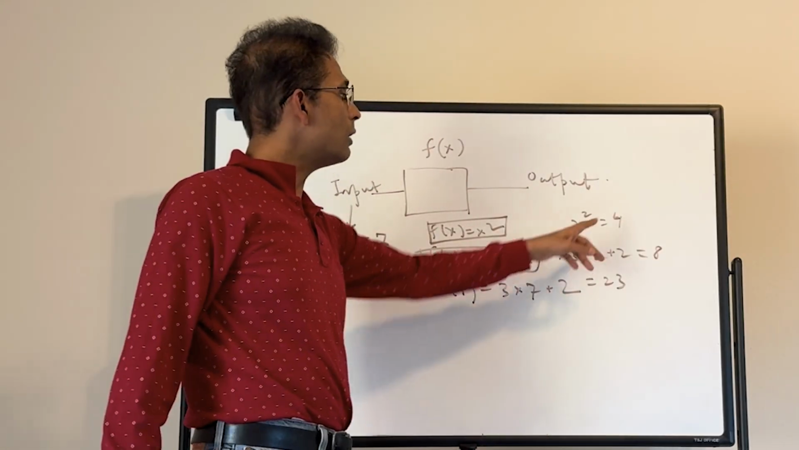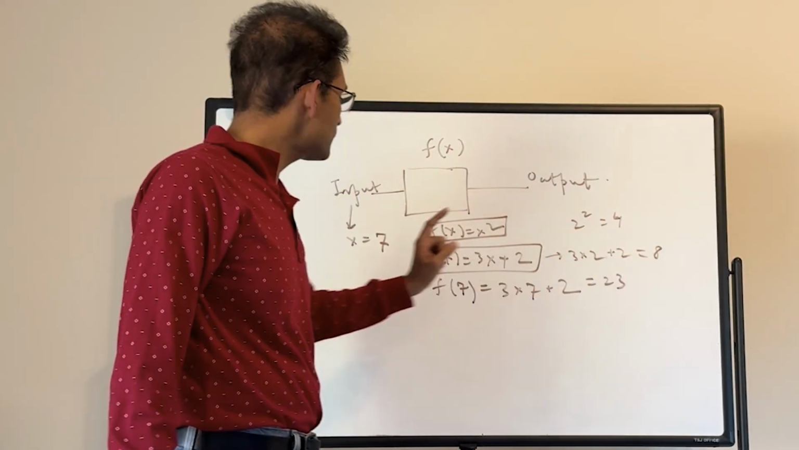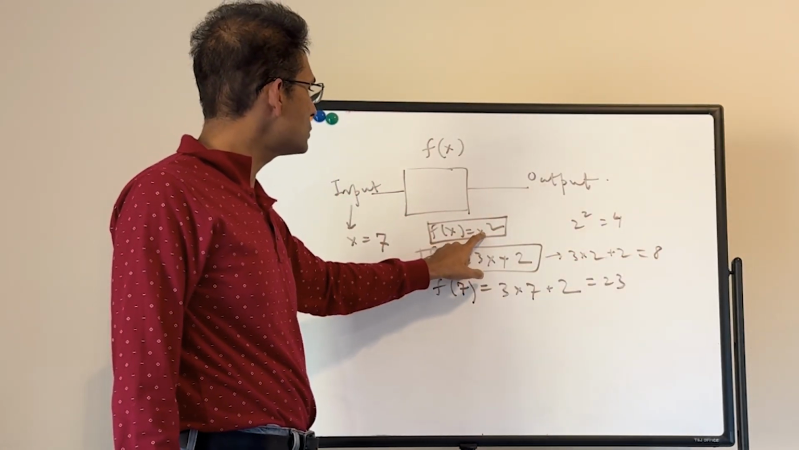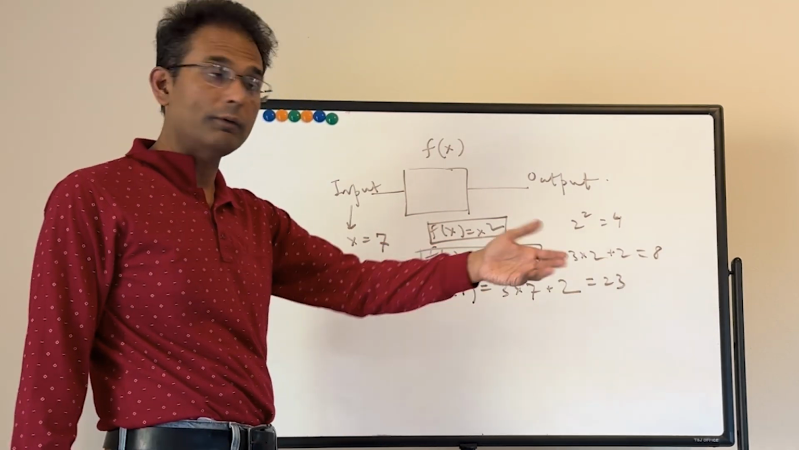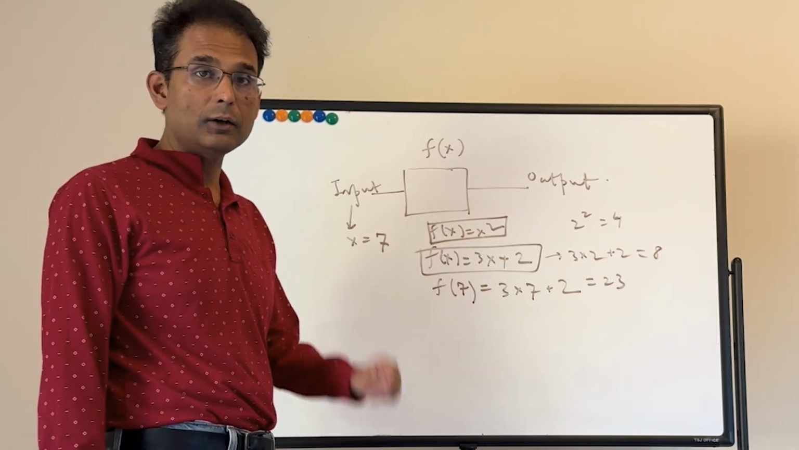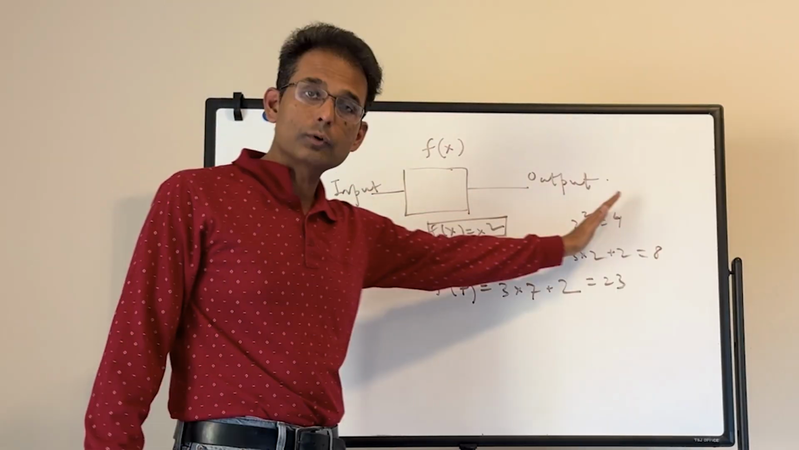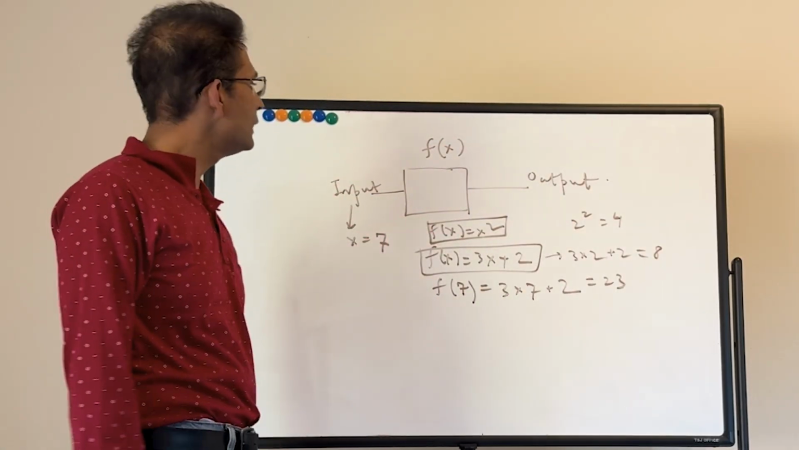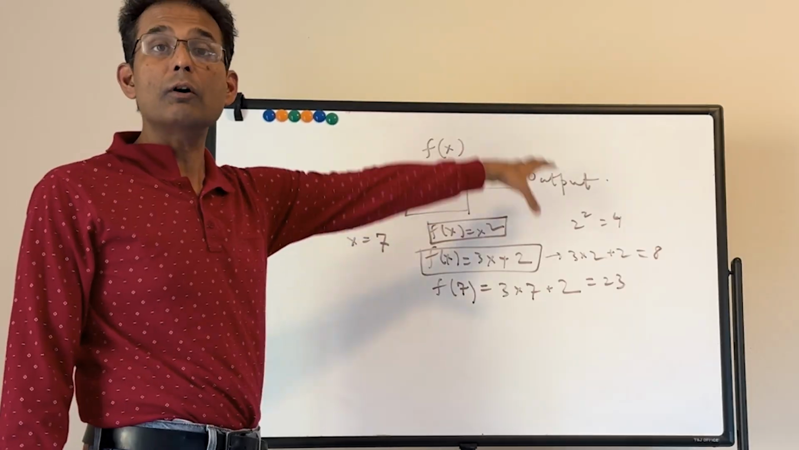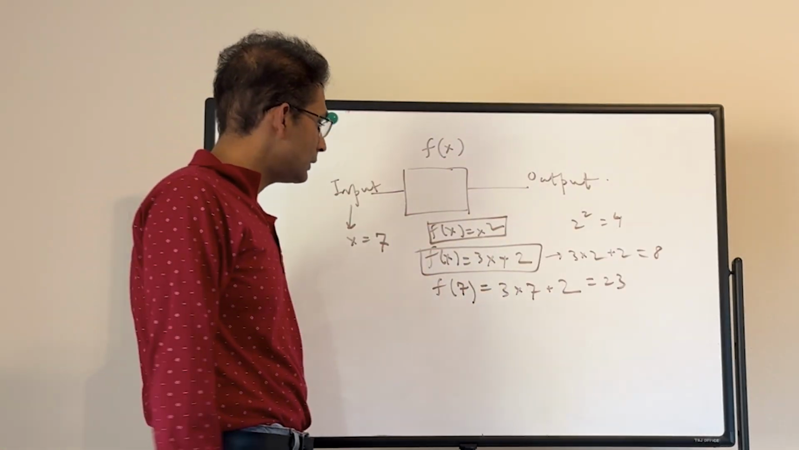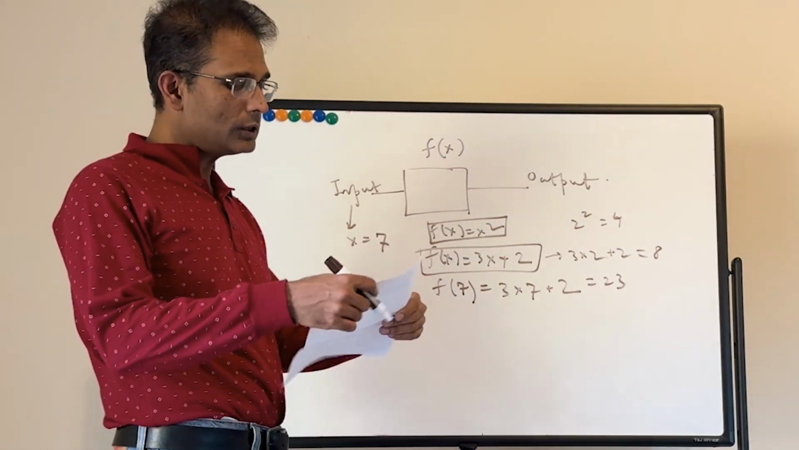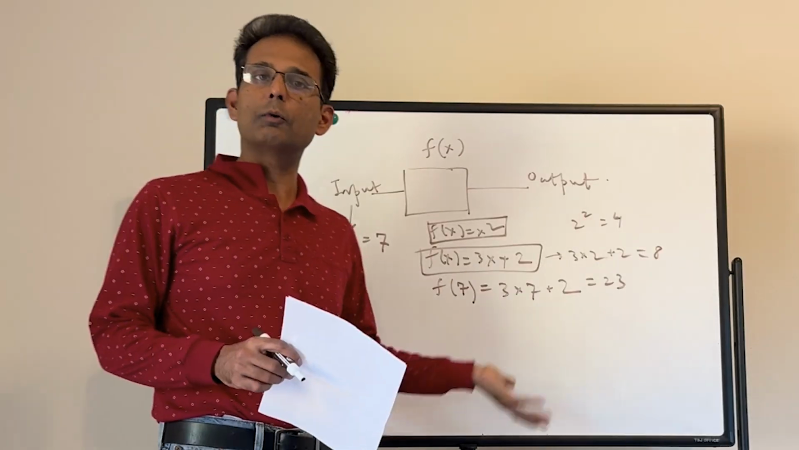You see, your outputs are different, even for the same input. Even when the input is 2 in both cases, your outputs are different because the functions are different. So a function is simply an input-output kind of relationship, and this tells you what the output would be for a given input. This is really all you need to know about functions.